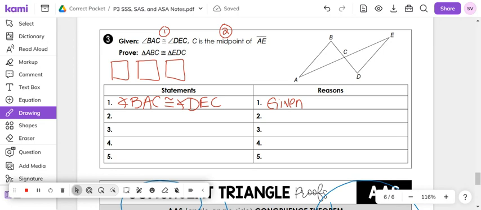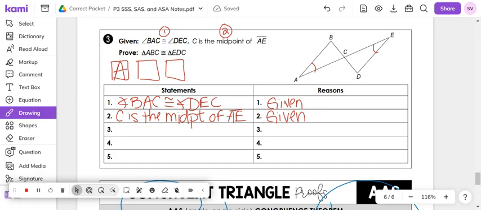I'm going to mark that on the picture. We have BAC, that's this angle here. It's congruent to DEC, that's right there. So that's an angle. Next one we have is C is the midpoint of AE. That's also given. Okay, so statement number 1, we already did that. That's done. We can't pull anything else from it.